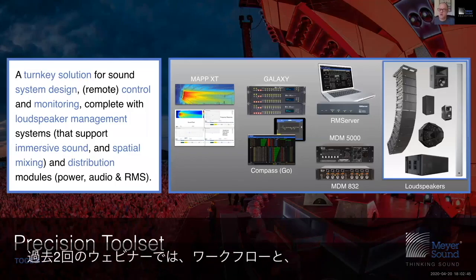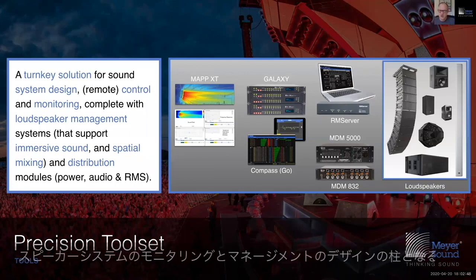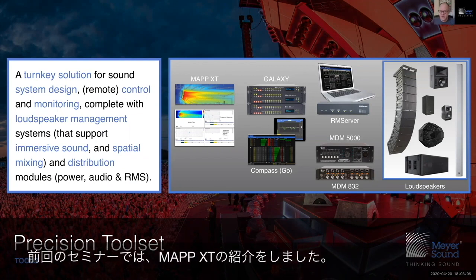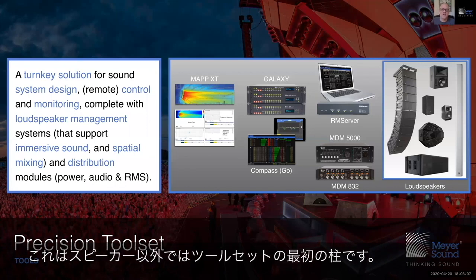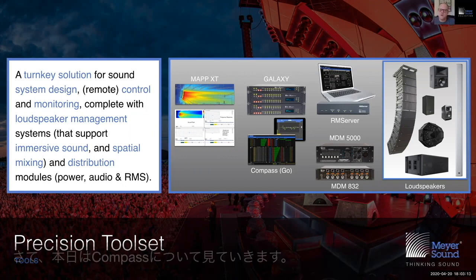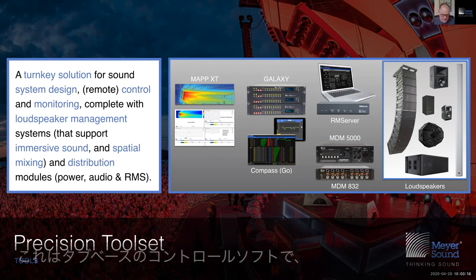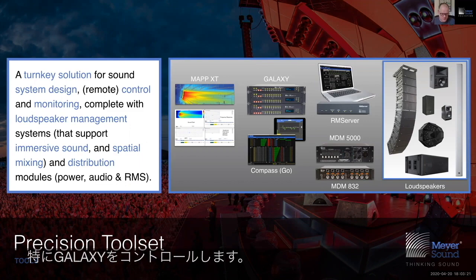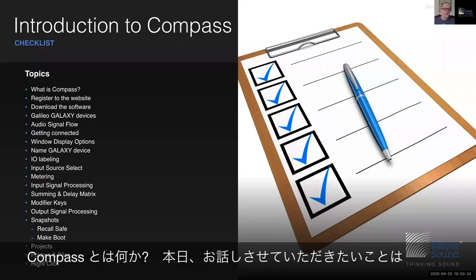Two webinars ago, we talked about the Meyer Sound Precision Toolset, which are the pillars of our workflow: design, monitoring, managing loudspeaker systems, but also immersive sound and spatial sound, as we discovered, and ultimately even the distribution of audio, power, and RMS signals. Last webinar, we looked at an introduction to MapXT, which is the first pillar within the toolset, besides the loudspeakers, which are of course at the heart of it all. And today we will be looking at Compass, which is a tab-based control software that we use to control our Galaxies, among others.